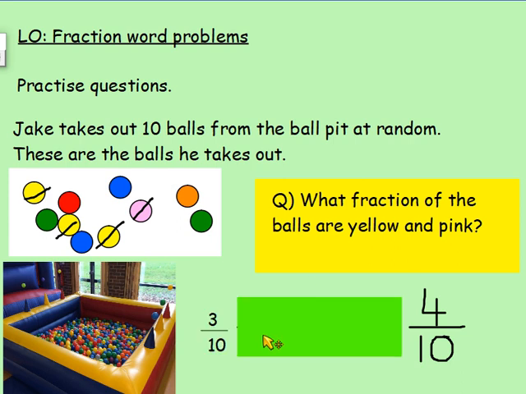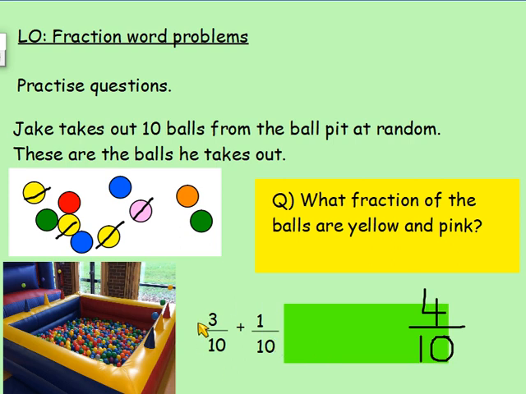Okay, you could write it like this, look. 3/10 add 1/10. The 3/10 is the yellow balls, the 1/10 is the pink ball. So 3/10 add 1/10 equals 4/10.